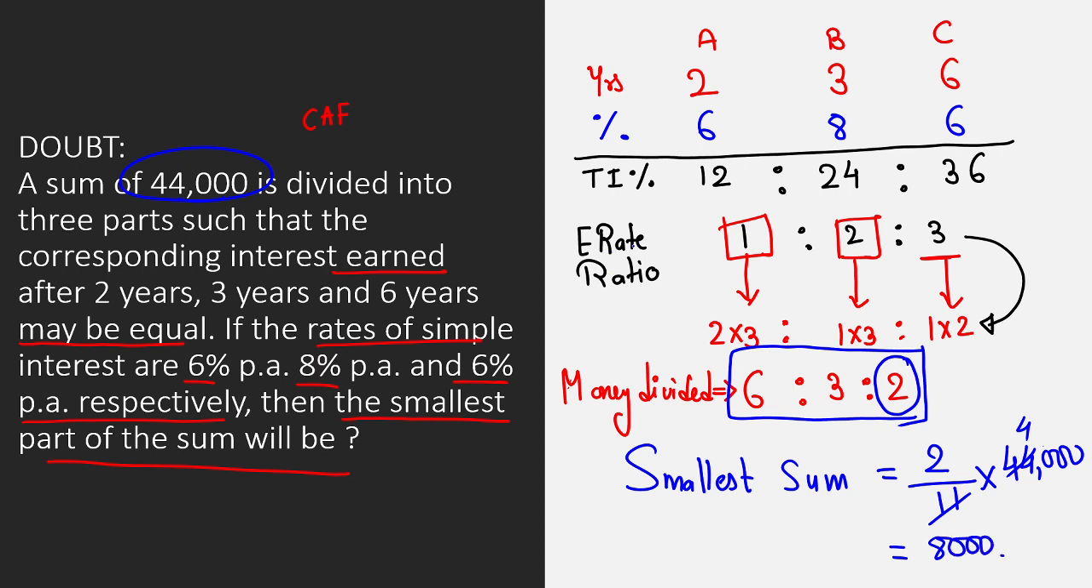Understood? So what is the process? Process in simple interest: if you want the same simple interest, write the years, write the percentage, find out the effective rate ratio, and take the inverse ratio of it. Whatever is the inverse ratio, the money should be divided in this ratio. Right? So step 1, find out the effective rate. Step 2, find out the inverse ratio, and you are all done.